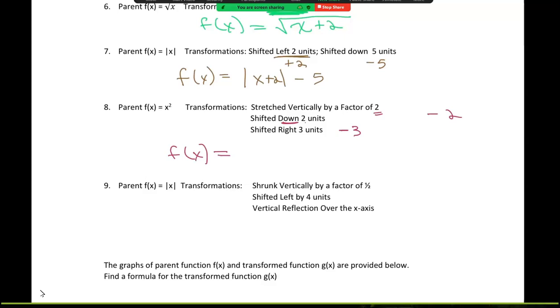Equals. Okay, so I have to vertically stretch by a factor of 2. So that's going to be 2. Then I'm going to put a paren because I've got to say x minus 3. And then squared. And then minus 2. Okay? Now let me just think about that. Did I do anything wrong here? I'm going to go right 3. Yeah, I think I'm happy with that.